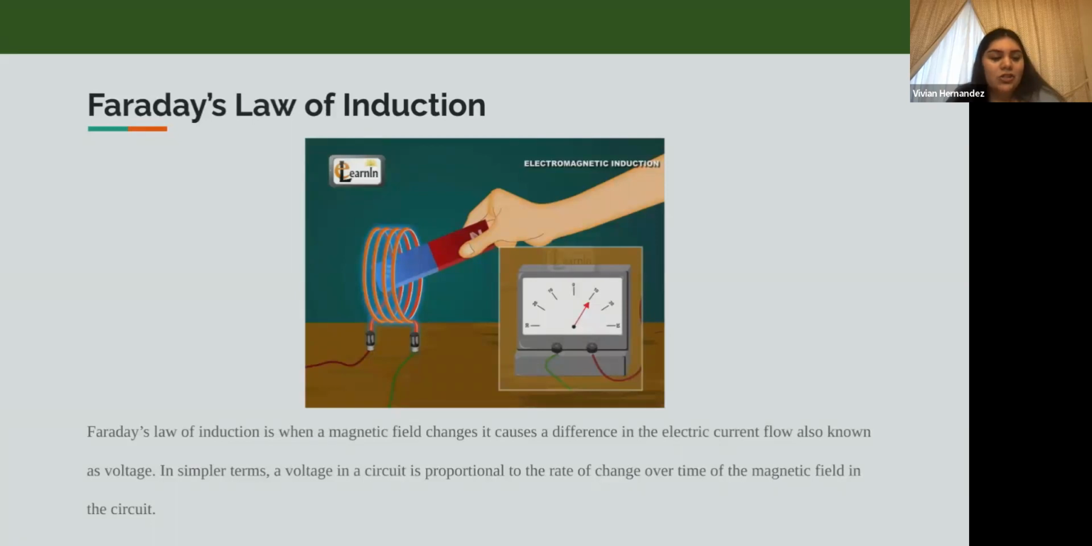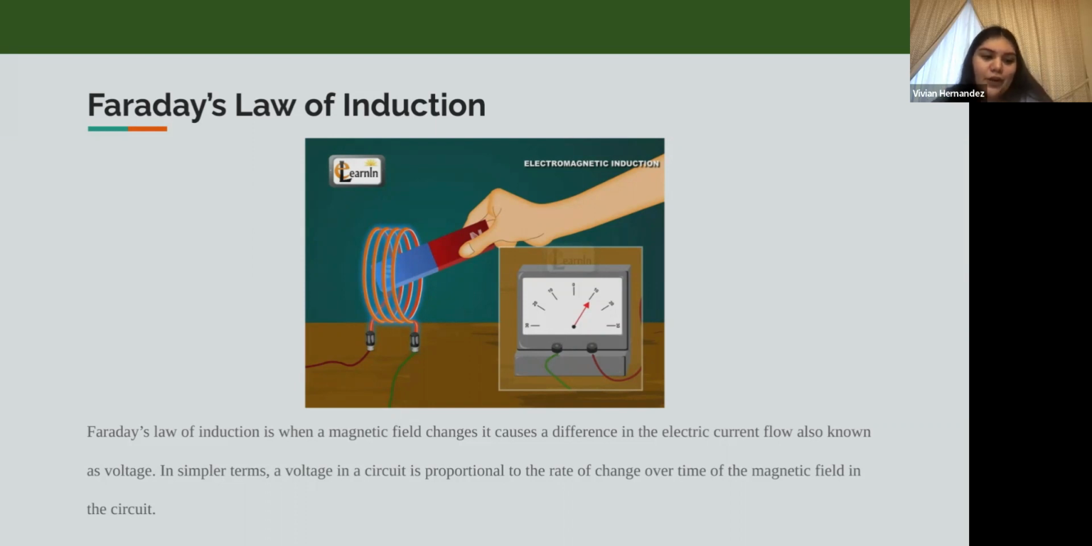Faraday's law of induction is when a magnetic field changes, it causes a difference in the electric current flow, also known as voltage. In simpler terms, a voltage in a circuit is proportional to the rate of change over time of the magnetic field in the circuit.